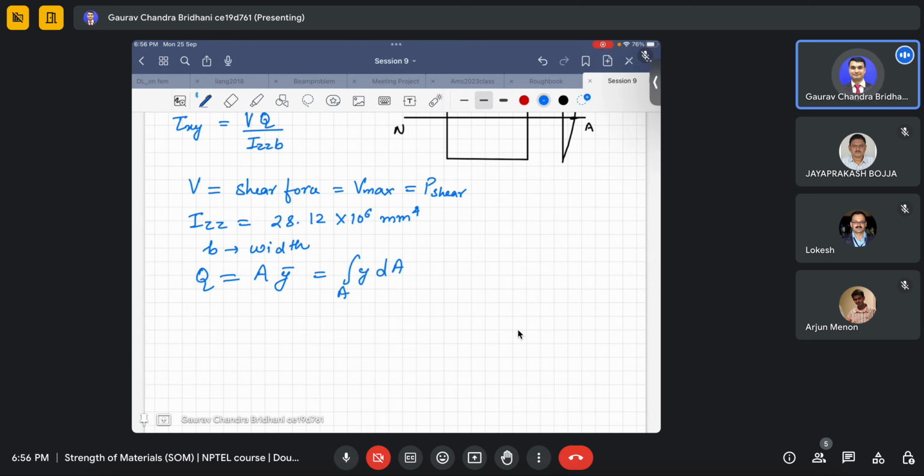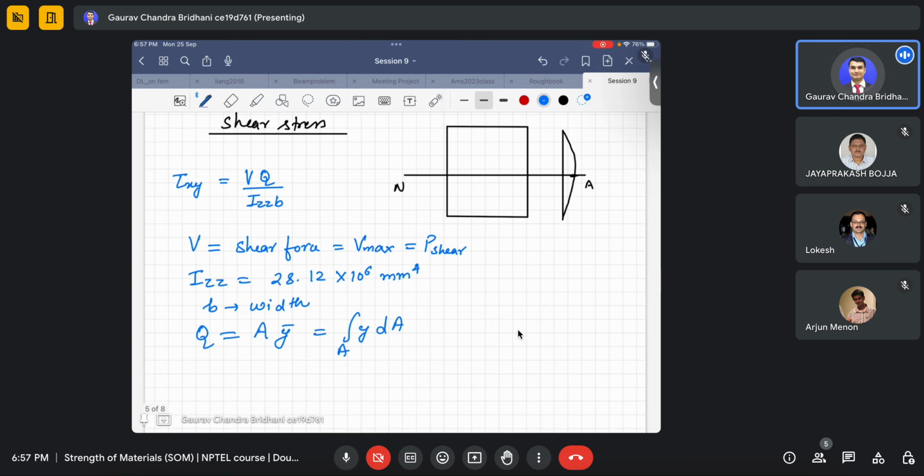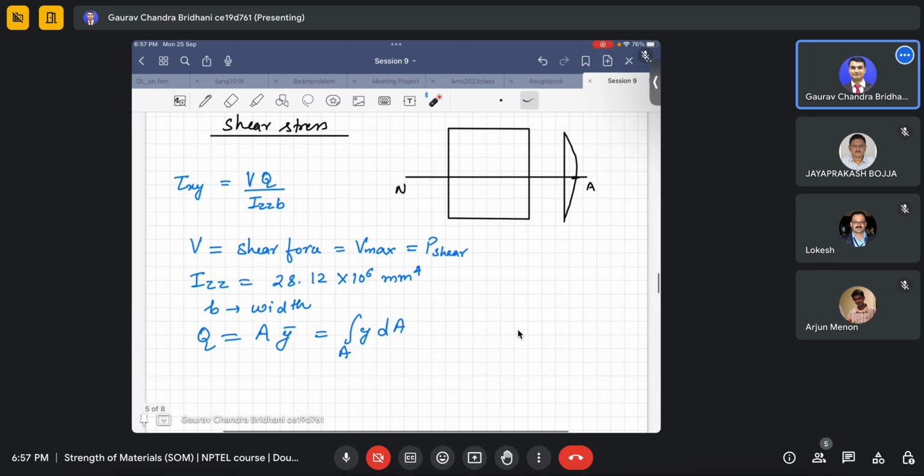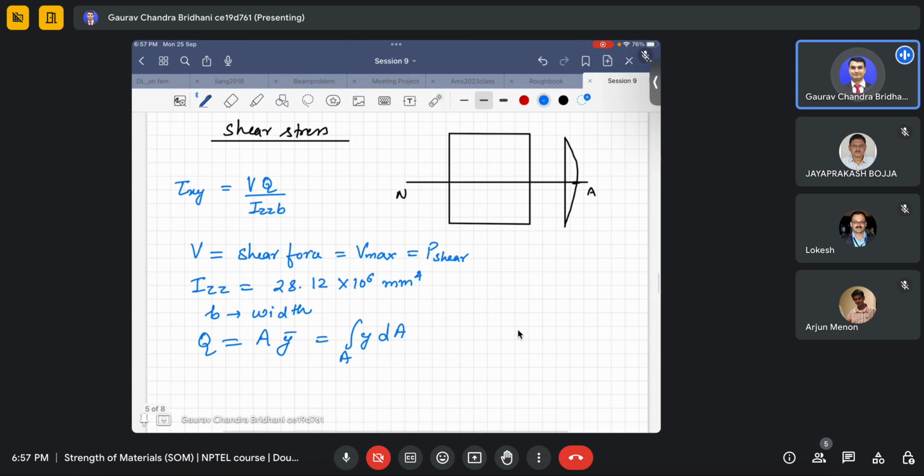In terms of integration, it will be written like this, integral y dA. But this is a rectangular cross section, so it is easier to do it here. So I will use the Q equals A y bar formulation only, because it is easier in this case. Now we know where the neutral axis is. It will be exactly at the mid depth, so this will be 75 mm from top, and also 75 mm from here.